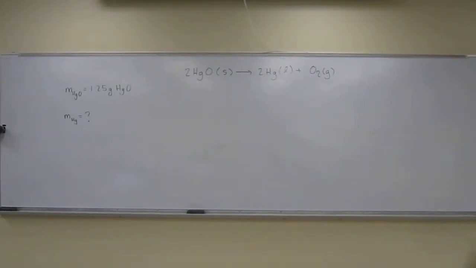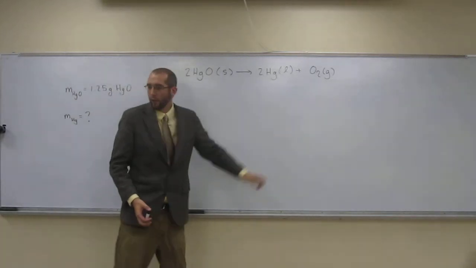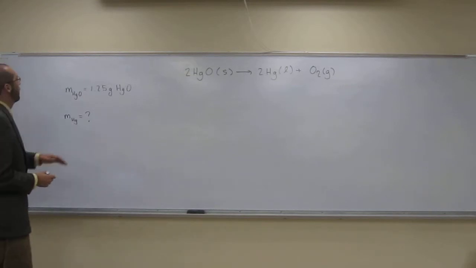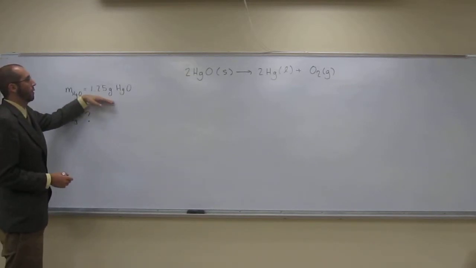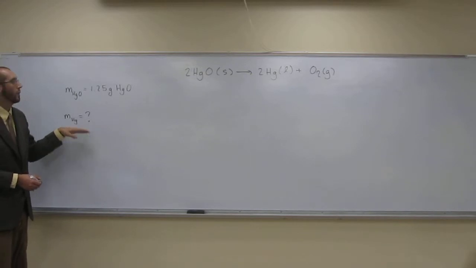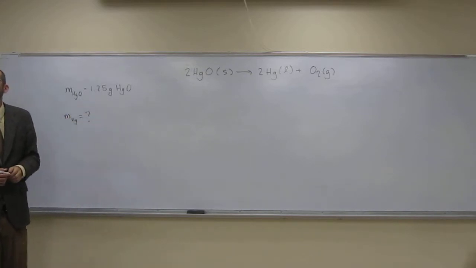Okay, so let's try this. It says, what is the mass of mercury produced? So mercury is Hg, produced from the decomposition of 1.25 grams of orange mercury II oxide. Okay? So we've got the mass of mercury II oxide and we want the mass of mercury. Okay, so what's the first thing we need to do?